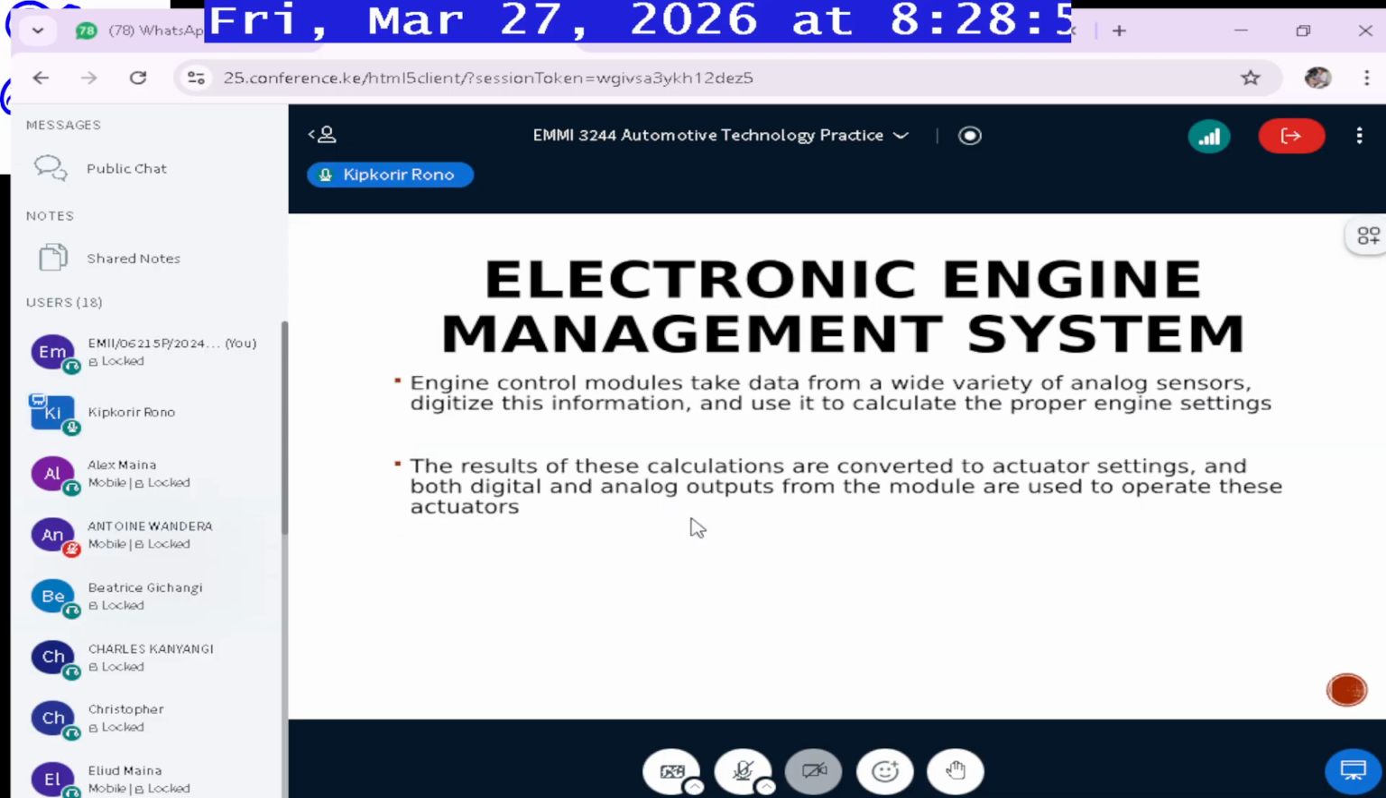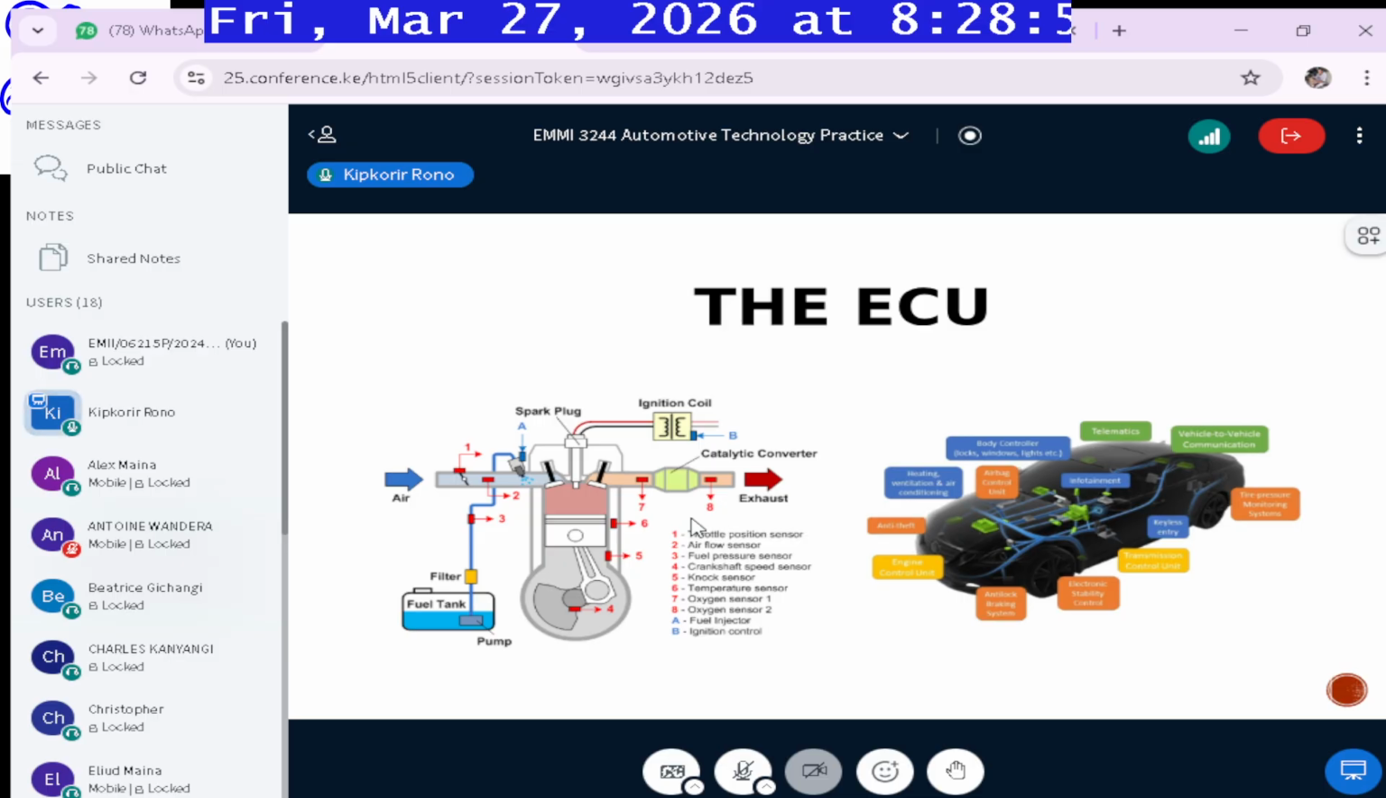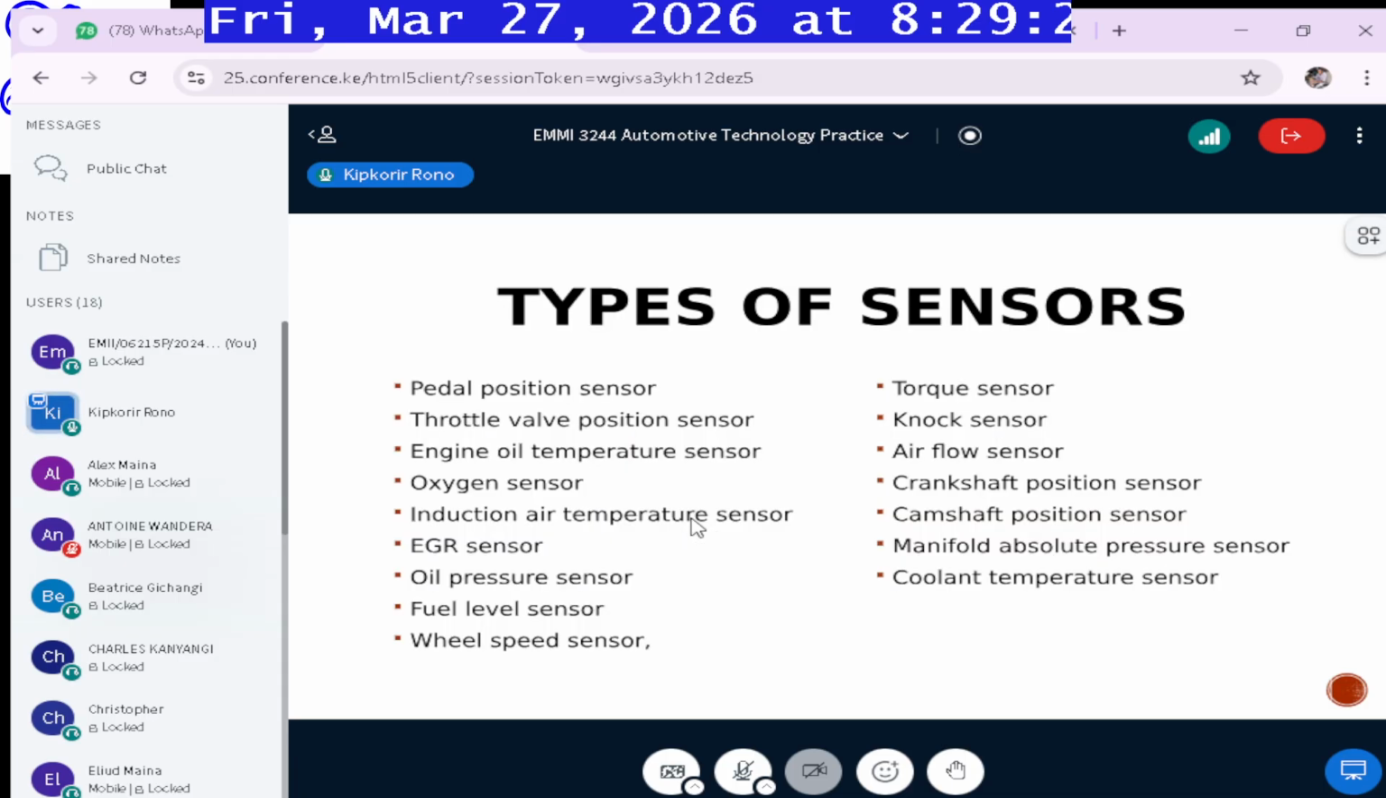Now, I was talking about the number of sensors. There are also ones for ignition control, there is the fuel injector. So there are so many types of sensors that are normally controlled by the ECU. So it's also for you to read about the ECU, how it functions, and all that. Okay, so in this system we see there is the electronic stability control system. There is anti-lock ABS, there are those that control the ABS, etc. So there are so many of them. So the types of sensors include the pedal position sensor, throttle valve position sensor, engine oil temperature sensor.